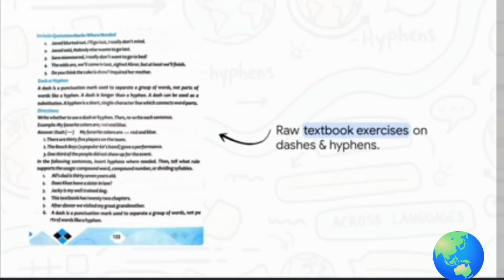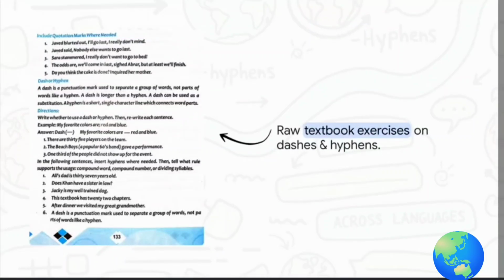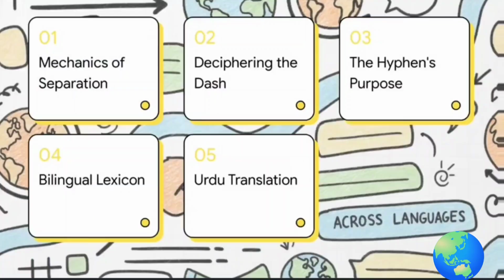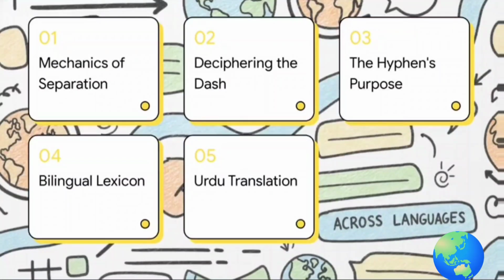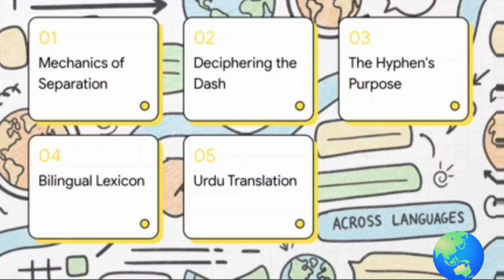We're anchoring our analysis today in a raw textbook exercise, essentially a battlefield of punctuation, if you will. We'll parse these specific sentences step by step to reveal the underlying grammatical framework. We want to figure out exactly when a horizontal line should connect things and when it absolutely must separate them. So here's our agenda for today. We'll start with the mechanics of separation, move into deciphering the dash, explore the hyphen's purpose, review a bilingual lexicon and vocabulary, and finally look at an academic Urdu translation.